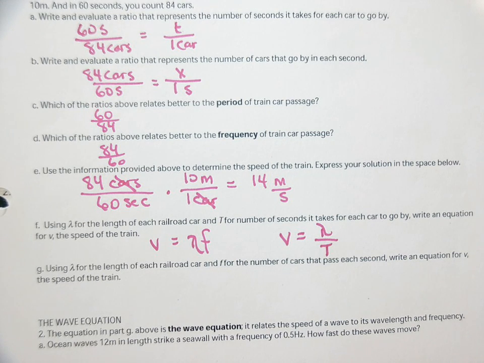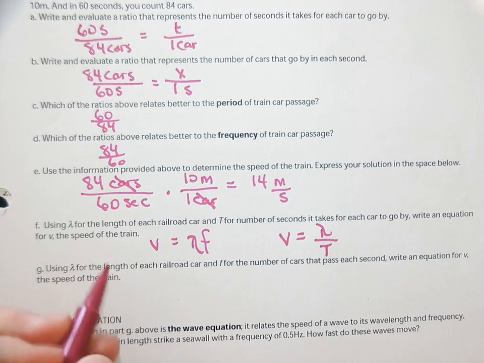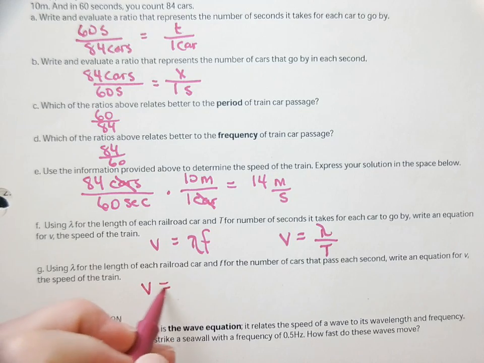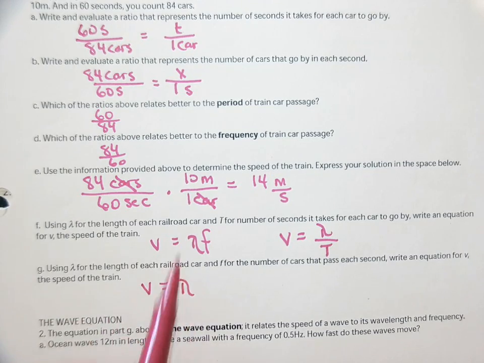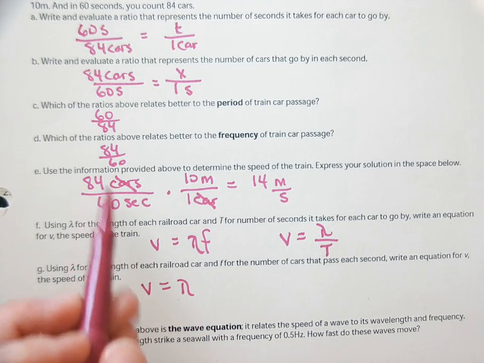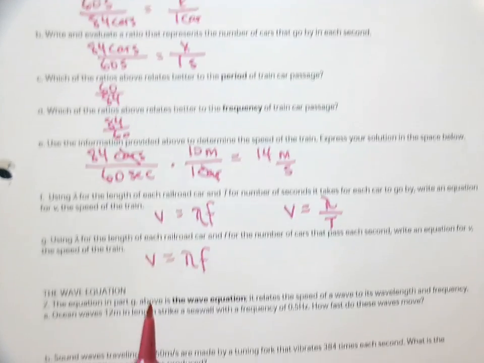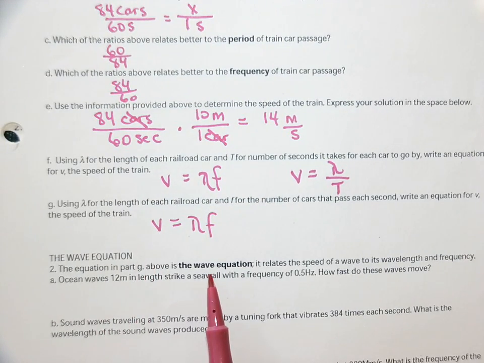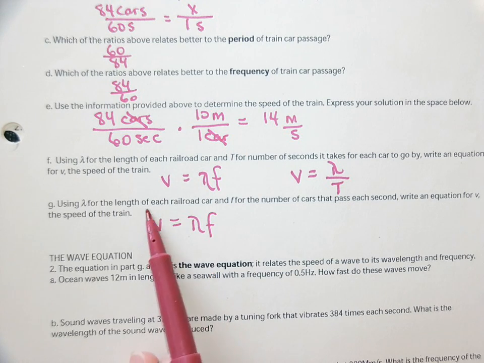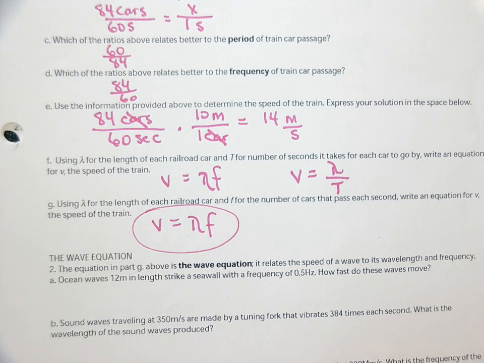Now letter G is going to ask me to do what I already ended up with here. The speed of the train is the length of each car times this ratio, which was the frequency. So two big things come out of this. In part G, look down here at number 2. In part G, above is the wave equation. So v equals lambda f is the wave equation. It relates wavelength and frequency to the speed of a wave.